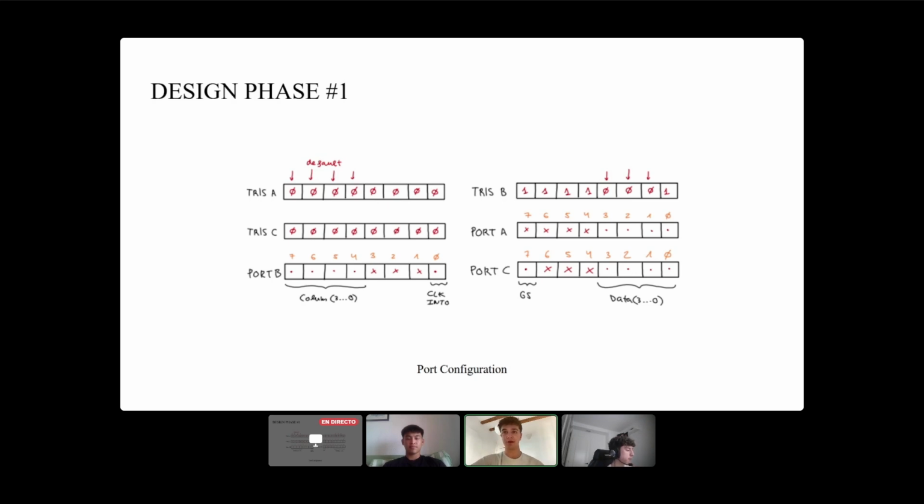Port configuration. TRISA, TRISB, and TRISC indicate the pin configuration. 0 means that it's configured as an output, and 1 means that it's configured as an input. Port A, port B, and port C represent the current value of the microcontroller pins. Some pins have a mark, represented with an X or with a point, indicating their status.